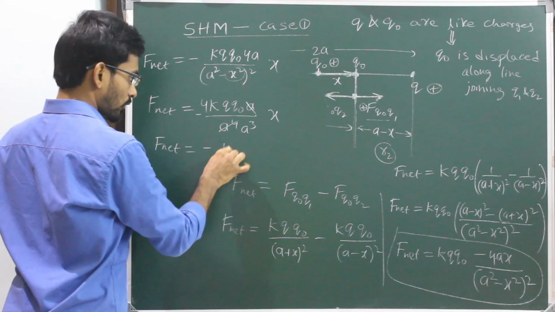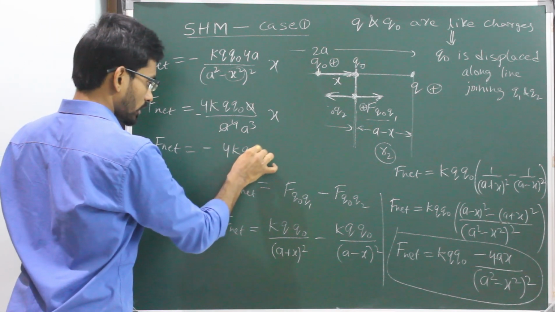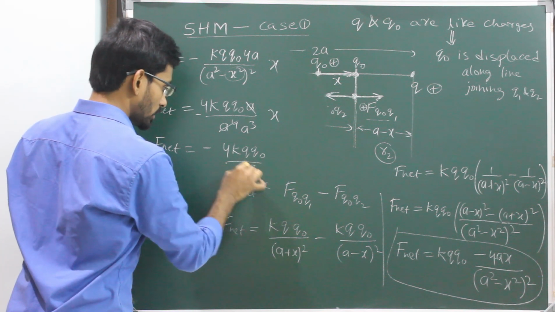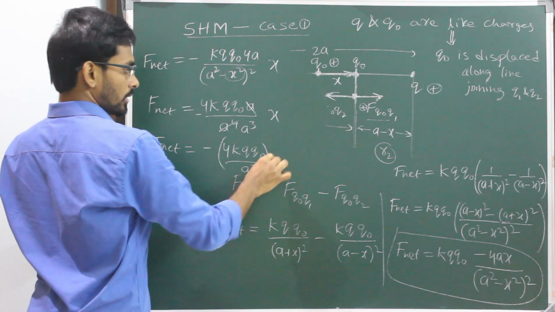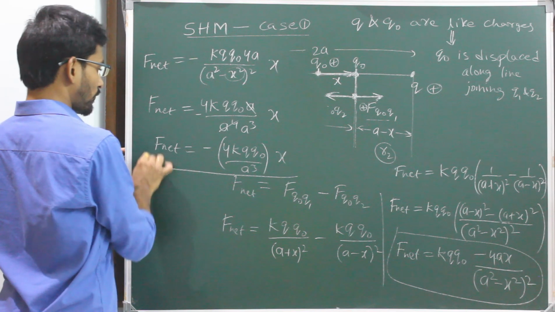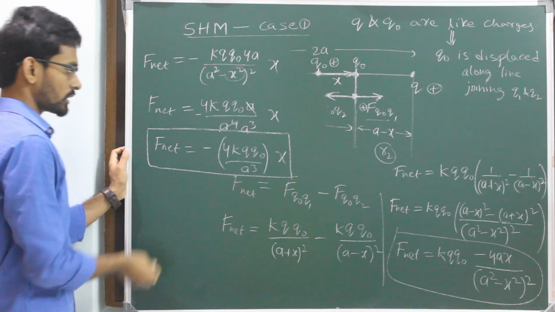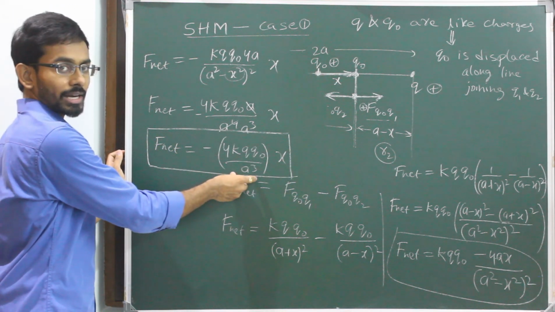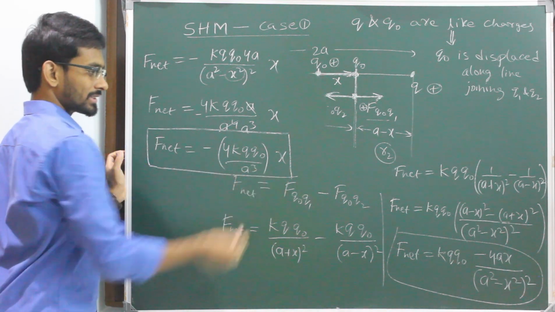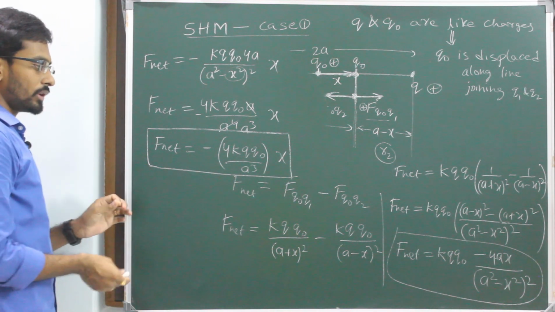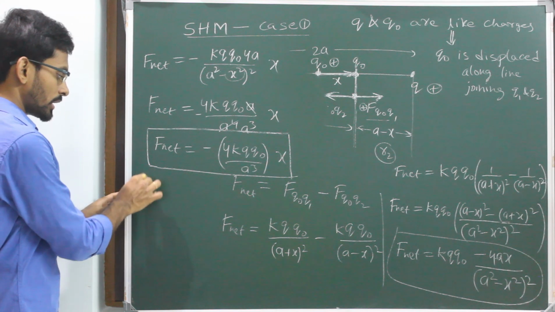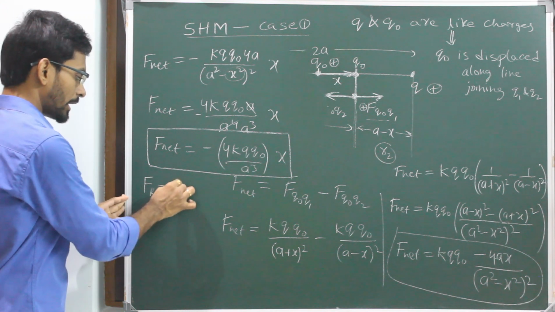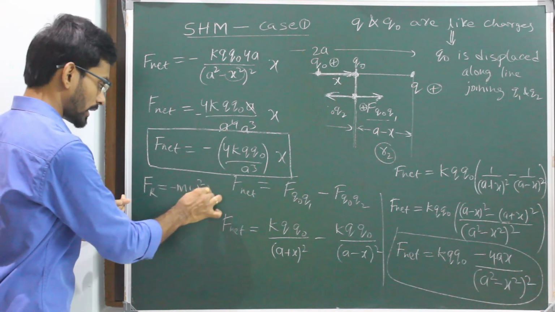So from here you will get F net as minus 4KQ Q naught by A cube into X. So this is in the form of simple harmonic motion. This restoring force is directly proportional to minus X. Okay, so we know in simple harmonic motion the restoring force is given by minus m omega square x.